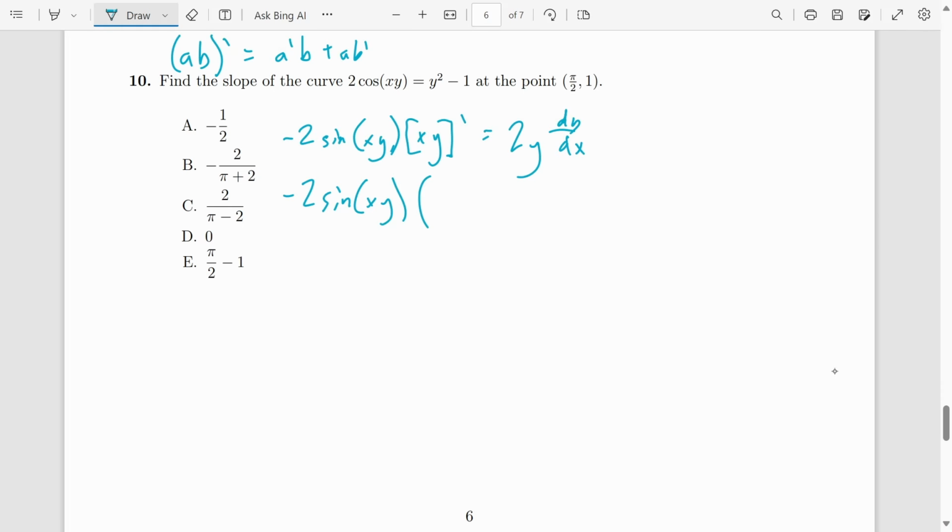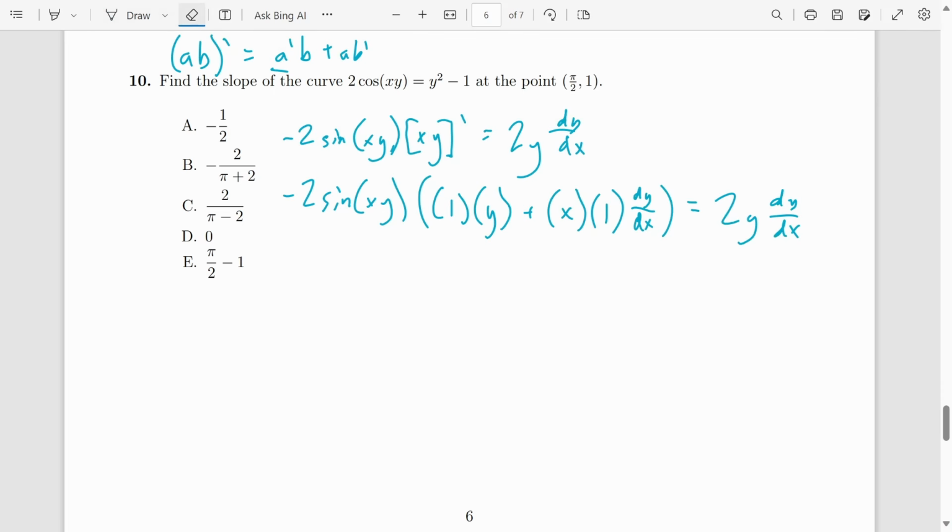So a prime, which is the derivative of x, is 1 times b, which is y, plus a, which is x, times b prime, which is the derivative of y. Derivative of y is 1, but we just took the derivative of a y term, so we have to multiply this by dy over dx. And then now we're done with that, so it's just equal to 2y times dy over dx. So there we go. We have our full derivative now. Now what we do at this step, you could do one of two things.